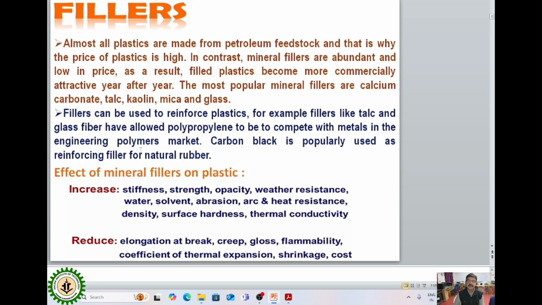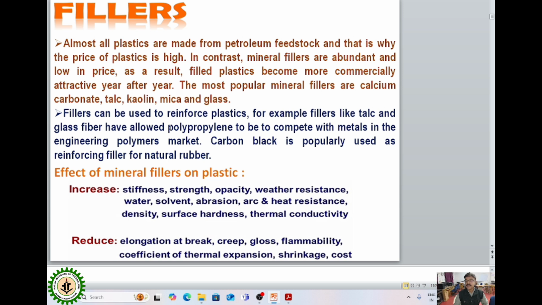Fillers have mainly two purposes. One is reducing the cost. Another is that fillers are popularly used to increase the properties of the final product. So regarding the effect of mineral fillers on plastic, generally the fillers can be used as a reinforcing filler and an inert filler. The main role of inert filler is to reduce the cost.